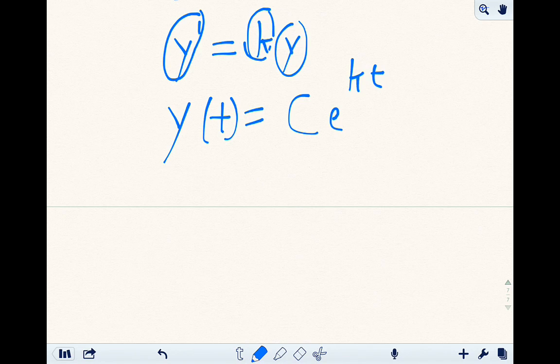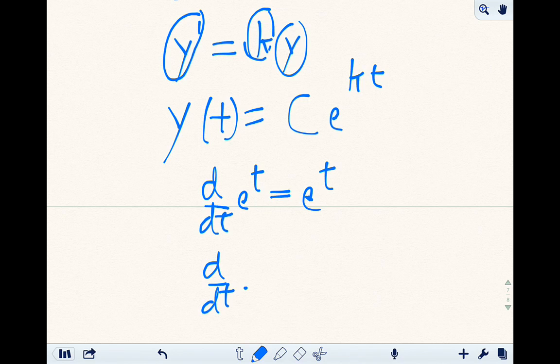An exponential function satisfied that, and that came from that important property of the exponential function, that the derivative with respect to time of e to the t is equal to e to the t. It's a special function. It has this property, and therefore the derivative with respect to time of e to the kt equals ke to the kt. Can you find that out using the chain rule?